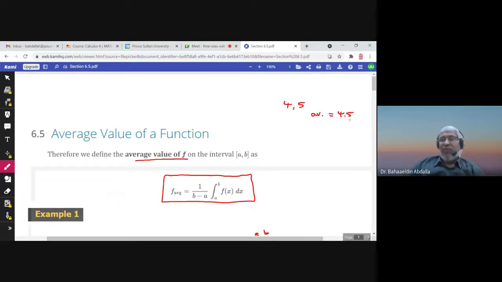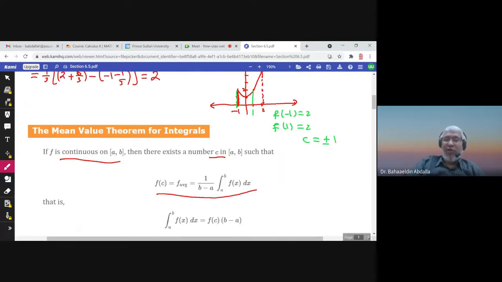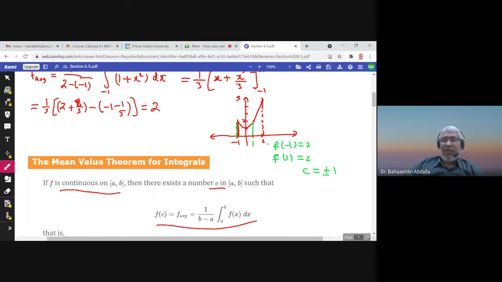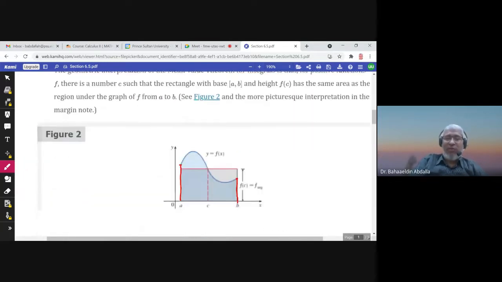Notice here, 4.5 is not a number in the data. We have 4 and 5. The average 4.5 is not one of them. But here, the average value, according to the mean value theorem, would be one of the values of the function, because there is c such that f of c equals f average. And for example, here, 2 is one of the values. It appears when c is 1 and -1. So this is the mean value theorem.